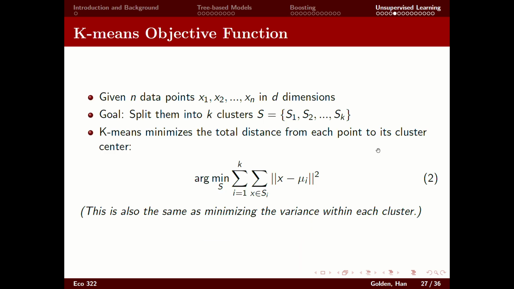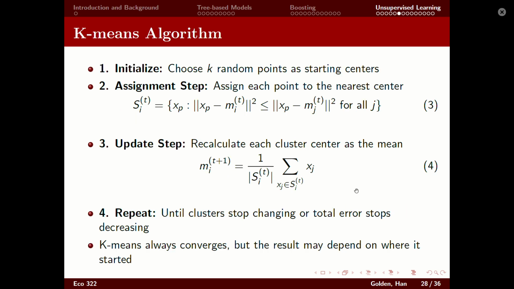So the idea of k-means is that given n data points and d dimensions, you split them into k clusters, and this minimizes the total distance from each point to its cluster center. So argmin over S of the sum of x minus mu squared. You're minimizing the total variance within the cluster.